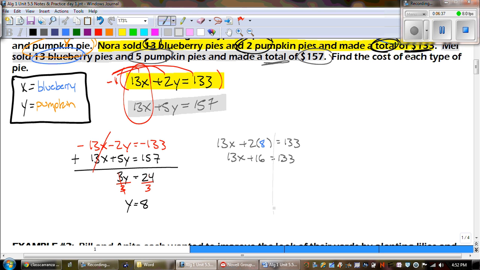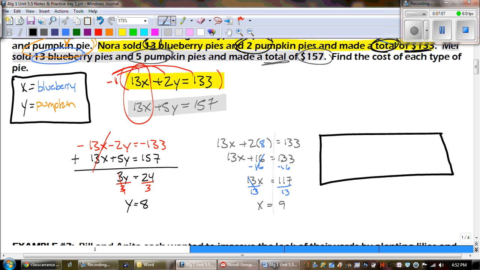We're solving this, so I need to subtract 16 from both sides. We get 13x equals 117. And then to get the x all by itself, I have to divide both sides by 13. And then we get that x equals 9. Now for that last part, what they are asking for, how much did the pies cost? My answer is going to be that, how much did the blueberries cost?